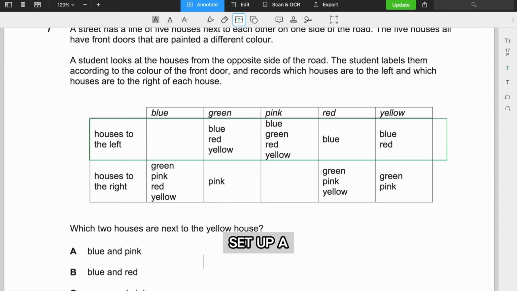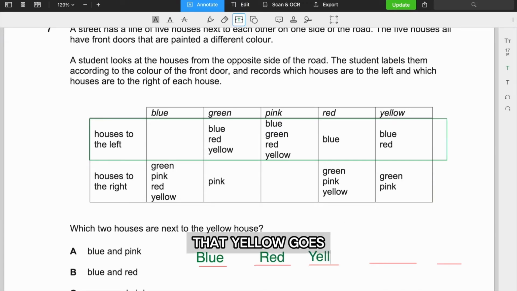So if you actually want to set up a diagram, let's do it quickly. There's 5 houses, right? So 1, 2, 3, 4, 5, okay? So for the blue house, there's 0 houses to the left of the blue house. That means blue has to be on the very left. The red house only has the blue house to its left, so that means the red house is here. Then we have the yellow house, which has the blue and the red house to its left. That yellow goes here, and then you guys get the gist. Green house has blue, red, yellow to its left, so green is here, and pink has these houses.